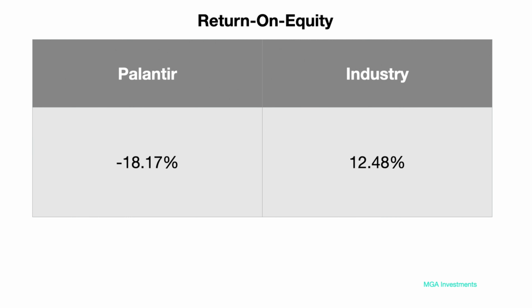The first number to look at is ROE, or return on equity. This is about how much profit a company can make relative to shareholders' equity. Essentially, shareholders gave you money, so how much return can we get for that money? Palantir's ROE is negative 18.17% versus the industry average of 12.48%. I'm not sure you should be alarmed with this. I explained this to a large degree in part 1 of this 4-part Palantir stock analysis as to why this is the case.